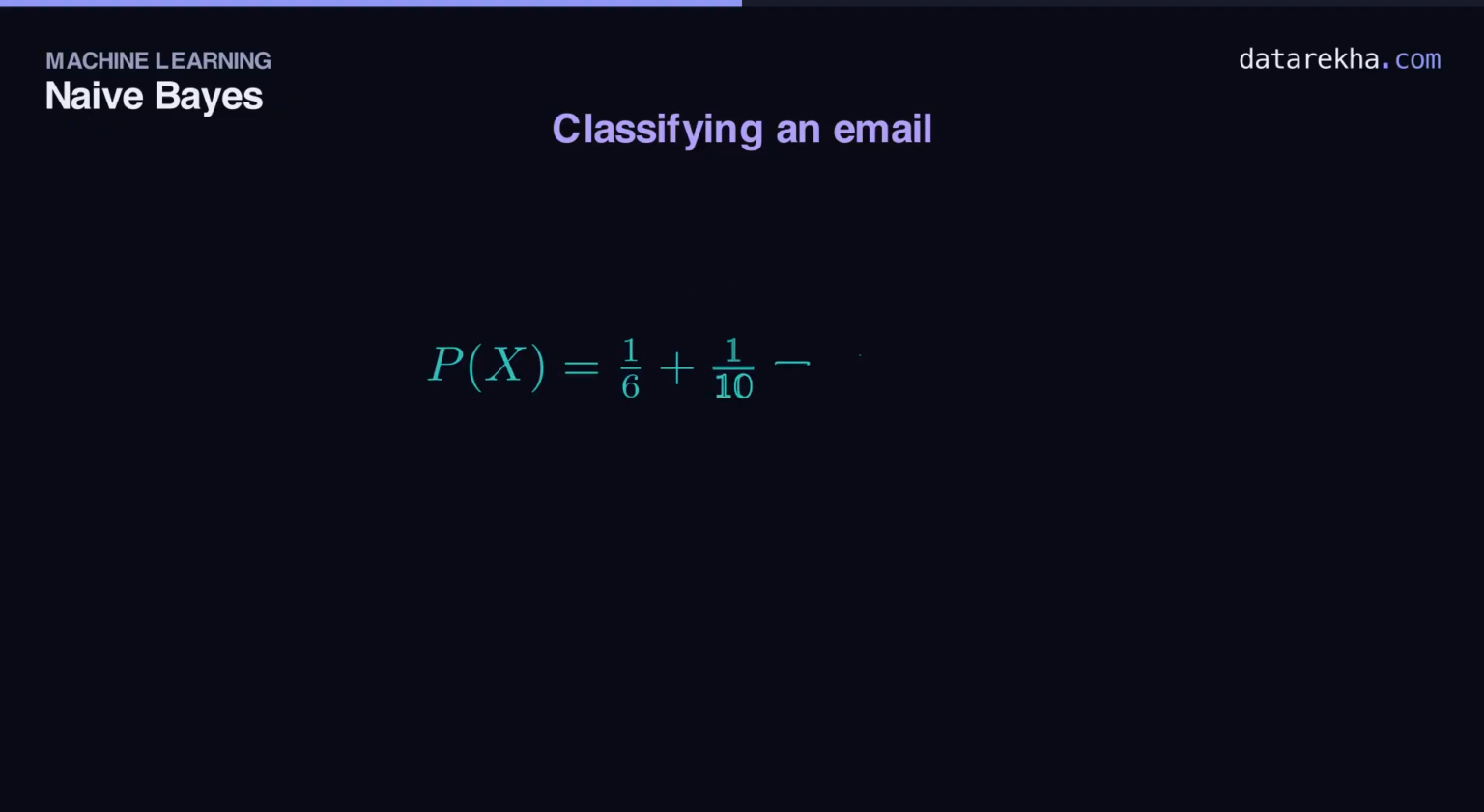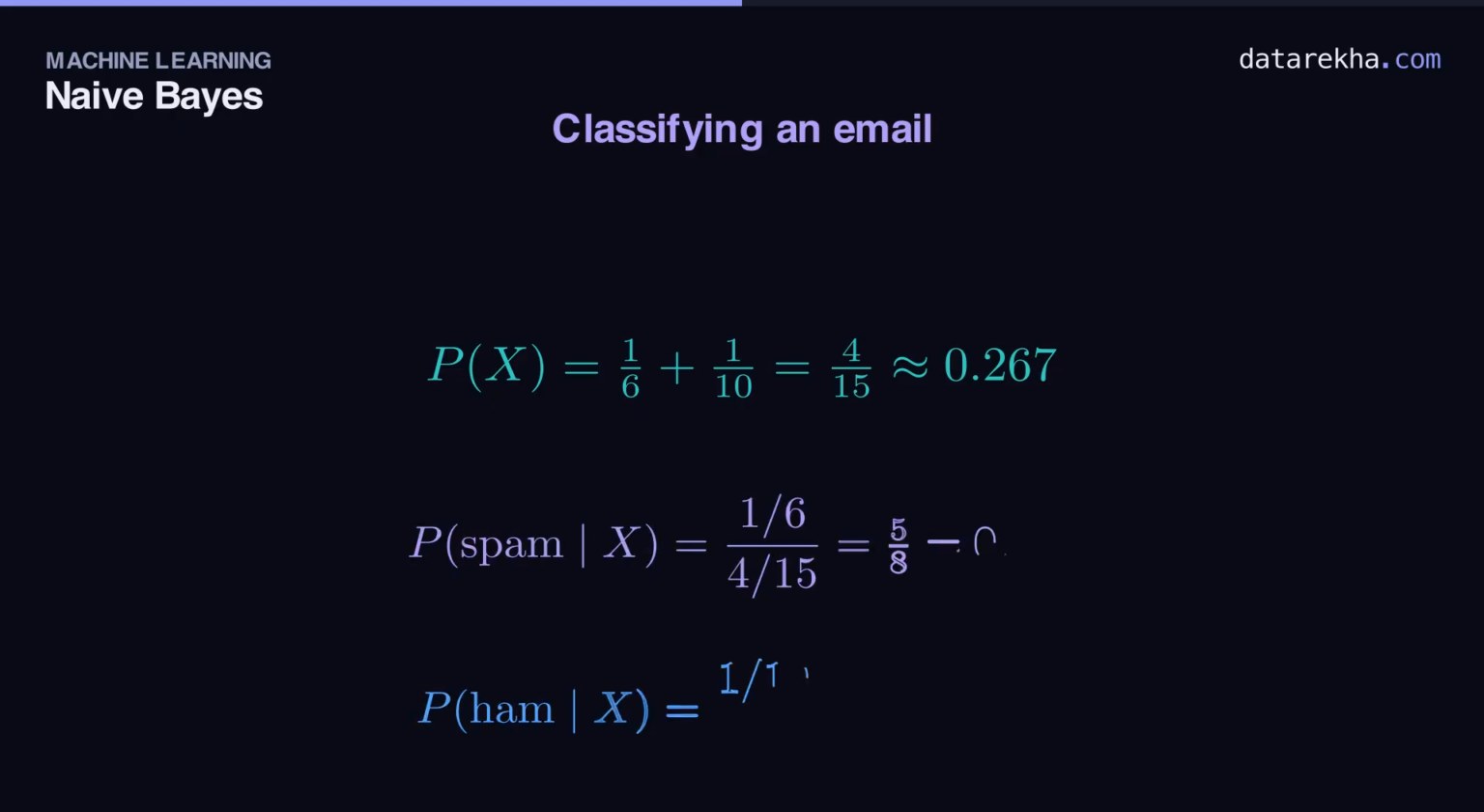Want the actual probability, not just the label? Normalize. Add the two scores to get the evidence. 1/6 plus 1/10 is 4/15. Divide each score by that total. Spam's posterior is 1/6 over 4/15. A clean 5/8, 62.5%. Ham gets the remaining 3/8. They add to 1, as posteriors must.